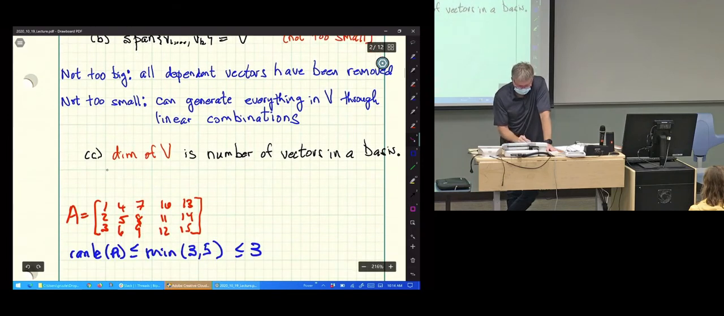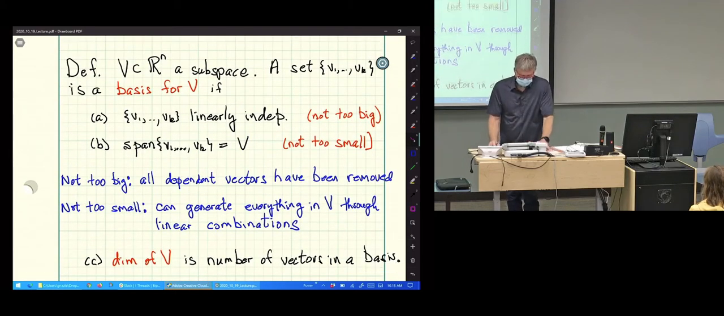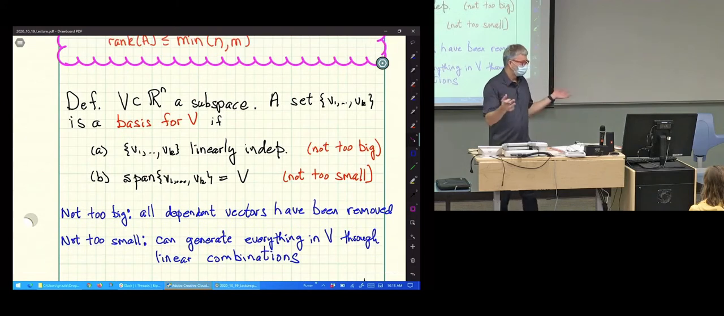And then dimension is formally defined as the number of vectors in a basis. And so that gives us notions of rank, nullity, etc.